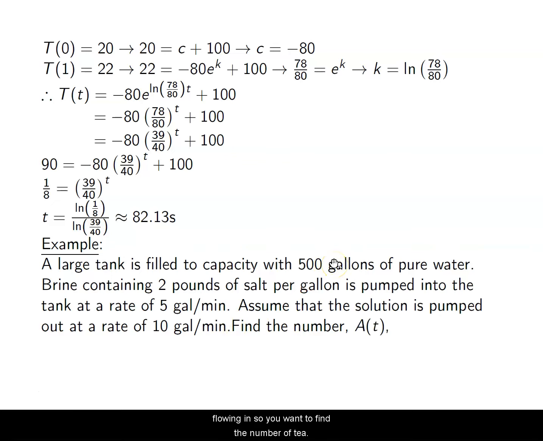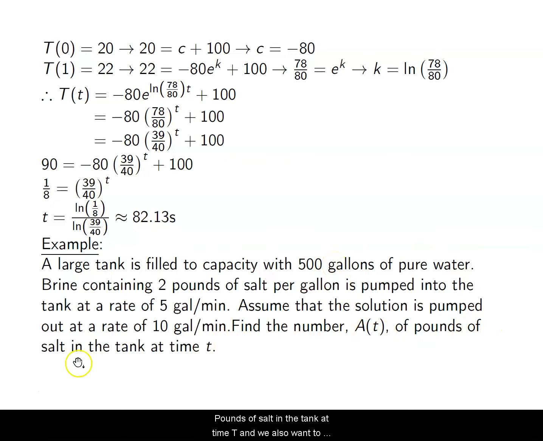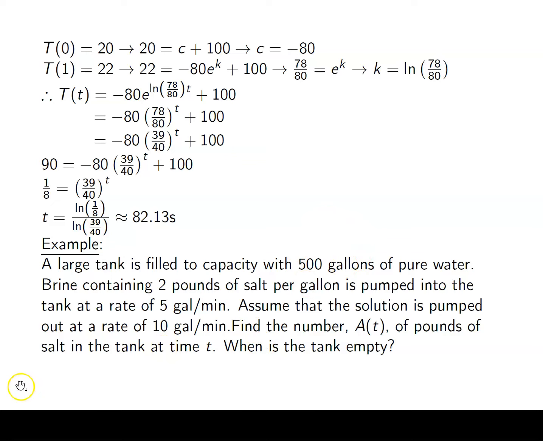So we want to find the number, A of t, of pounds of salt in the tank at time t, right? And we also want to know when the tank is empty. So we want to find a solution to this example, and then we want to analyze it for when there's going to be nothing left inside the tank.